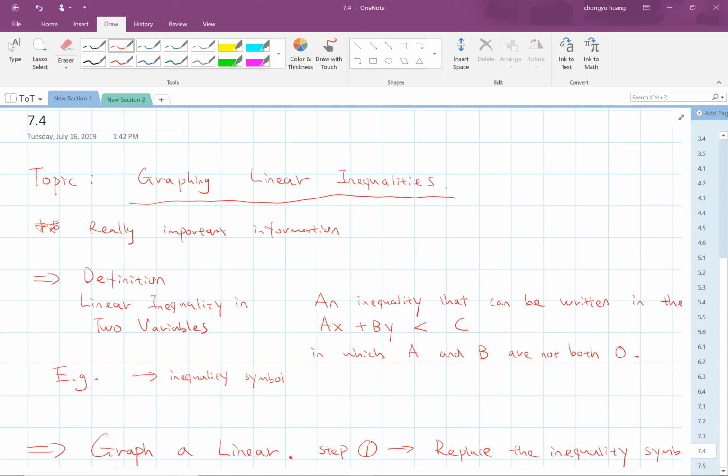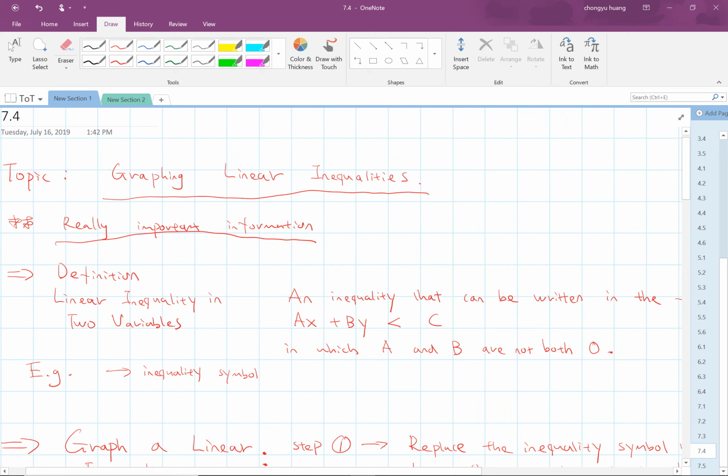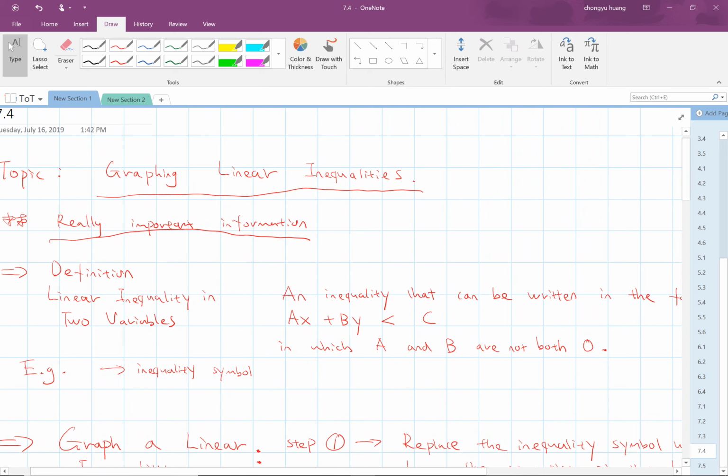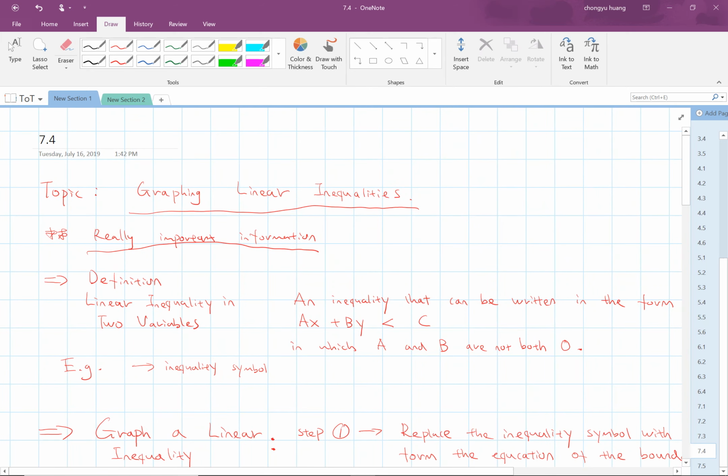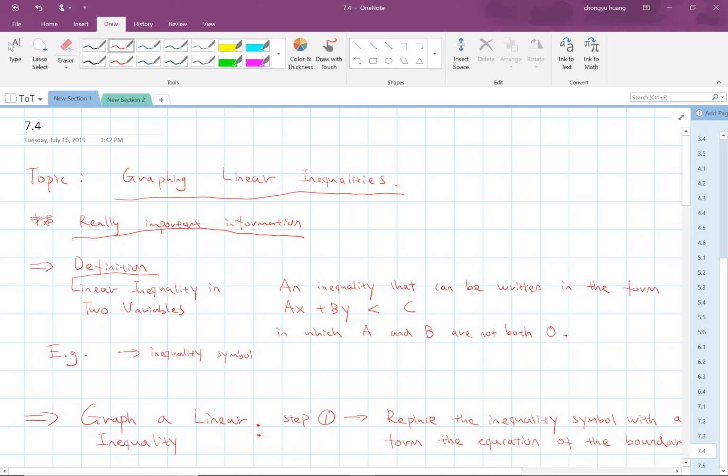Okay, so let's talk about some really important information first. Here is the definition of the linear inequality in two variables. Let me read the definition first, and then give you some examples.